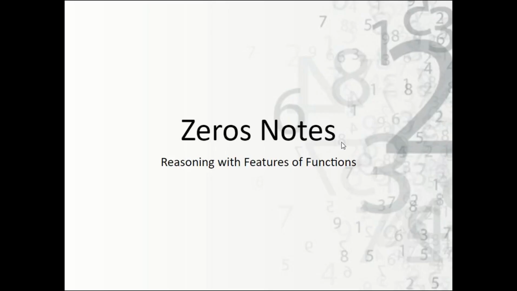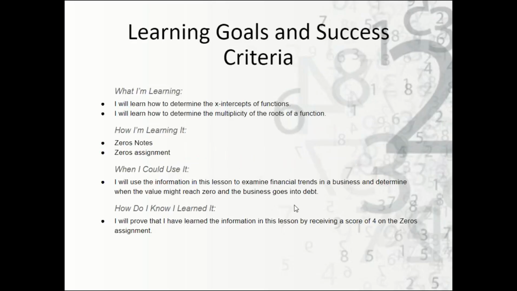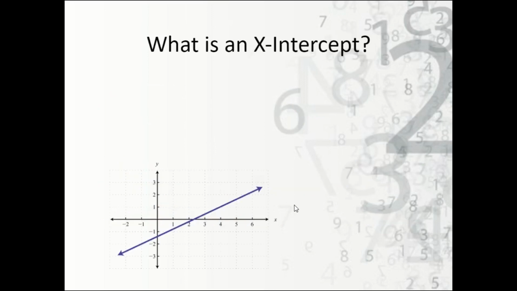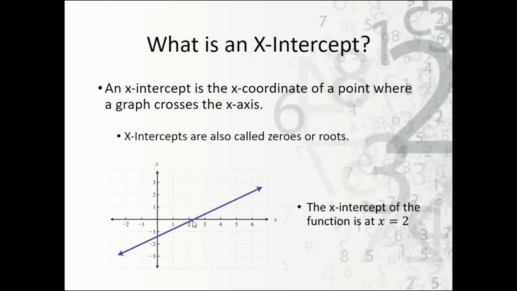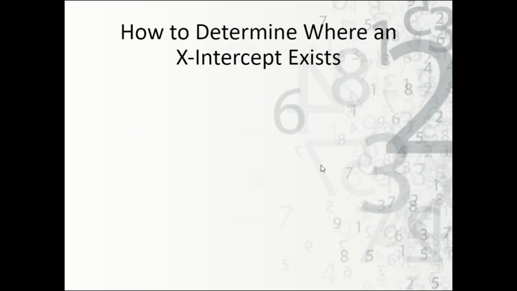Let's take a look now at the zeros notes. The notes begin with the learning goals and success criteria. First, what is a zero or an x-intercept? The x-intercept is the x-coordinate of a point where the graph crosses the x-axis. So if we look at this, we have a line here and it crosses right there. So in this case, we would say that our x-intercept is at about 2. And we also call these x-intercepts zeros or roots. So they're called all of these different things.